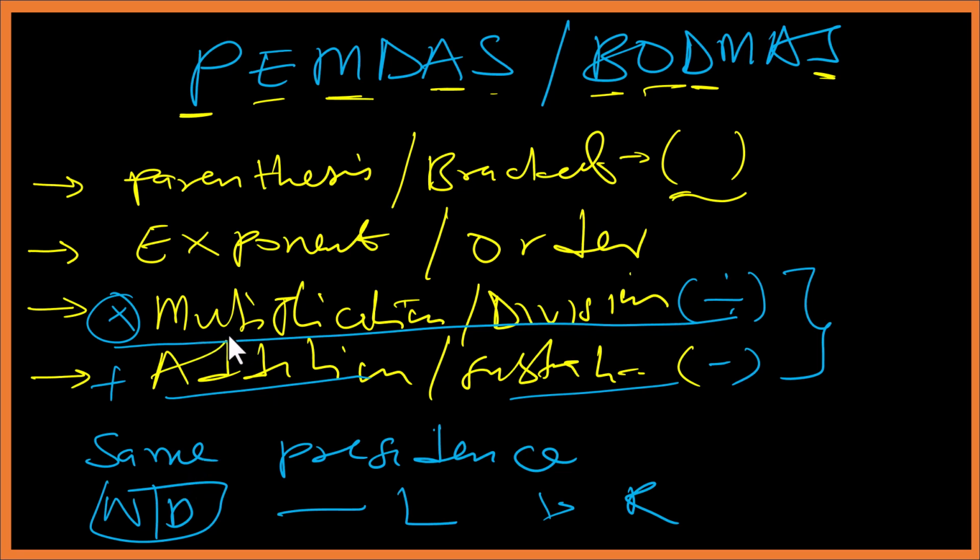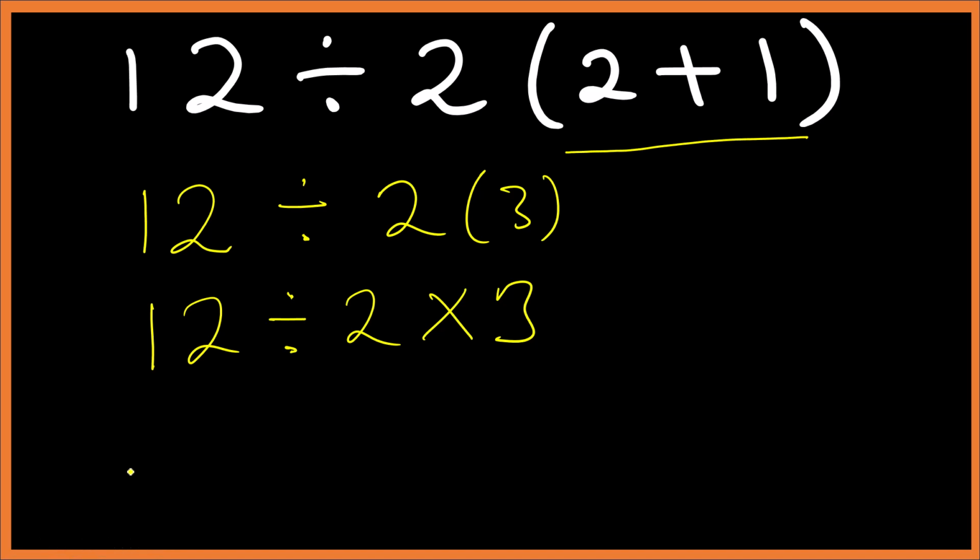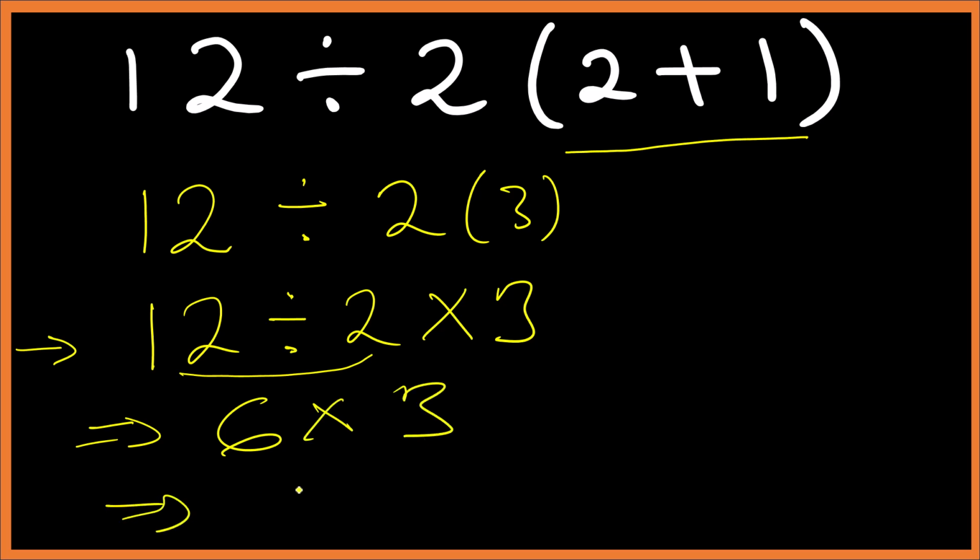So we have multiplication and division, and if it happens this way, we start from the left of the expression, so we call it same precedence. So I'll start from the left hand side here, so I have to divide this one. So 12 divided by 2 is 6. So we have the solution to the 6 times 3. So 6 times 3 is 18. So the correct answer here is 18, but not 2.